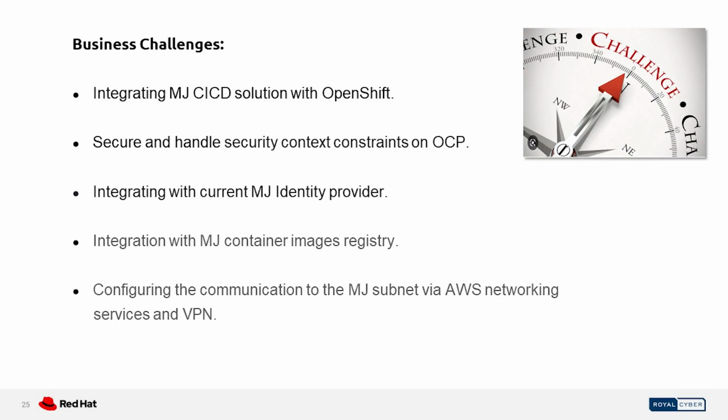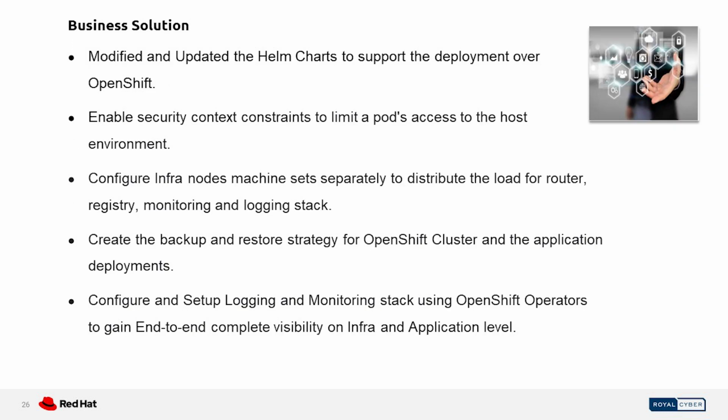During this migration, we had some business challenges like integration of the CI/CD with OpenShift. Also, we had to set up secure and handy security context constraints. Also, we had issues with container image registry integrations. So, what solutions did we propose at the time of migration?